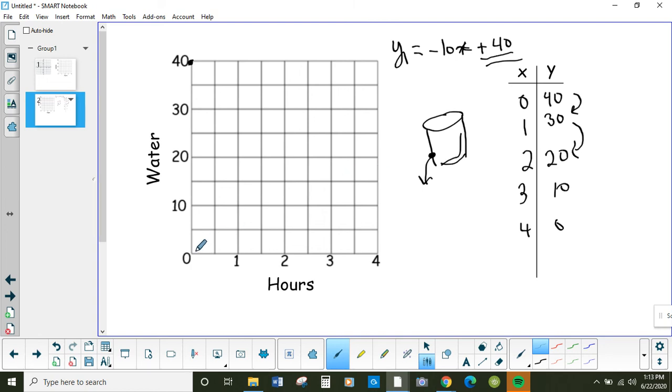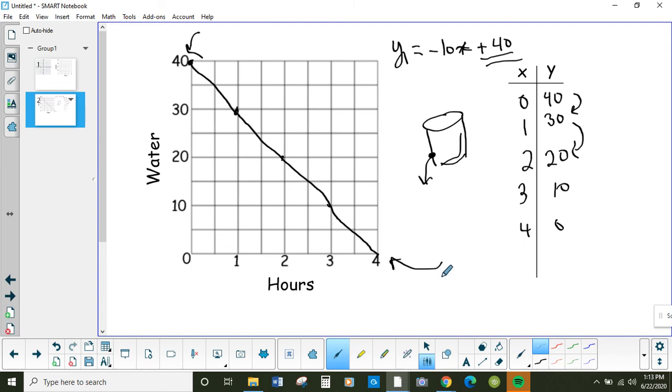So that would look like this if we were to plot our points: 0, 40, 1, 30, 2, 20, 3, 10, and 4, 0. So you can see we can still graph in quadrant 1, and notice I didn't put an arrow over here. And in this case, I wouldn't put an arrow here either because all the water drained out, right?